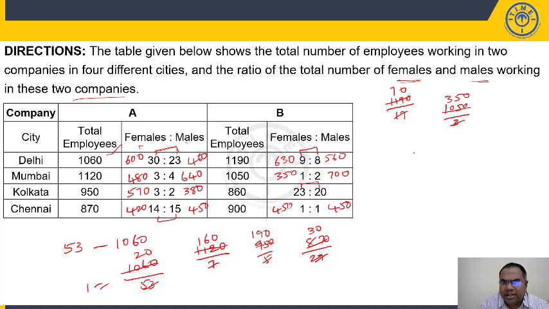23:20. Total 43. 860 by 43. So each part is 20. So 23 into 20, 460. 20 into 20, 400. Once I put these values, by looking at these ratios on my rough sheet, I am saying I am going to solve the questions easily, right? If you want to listen once again, you have that option. You can drag the cursor backward. You can watch or listen to the total session once again, or maybe you can take a screenshot, right?